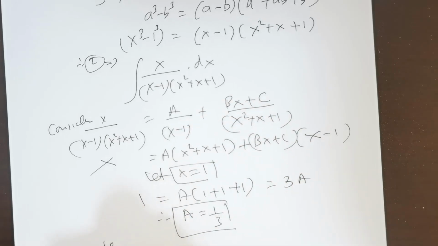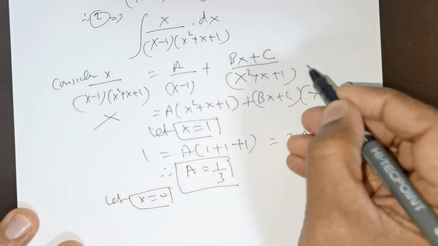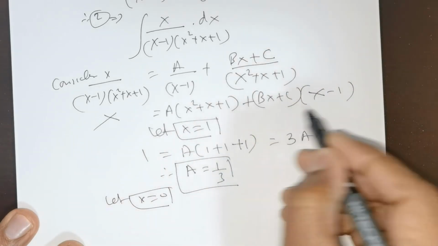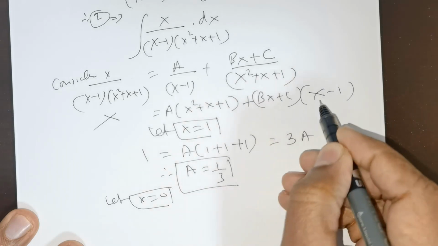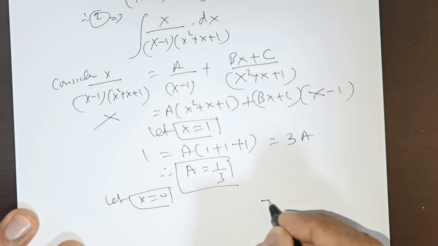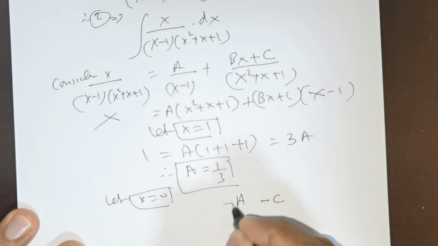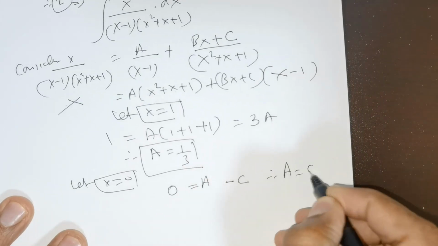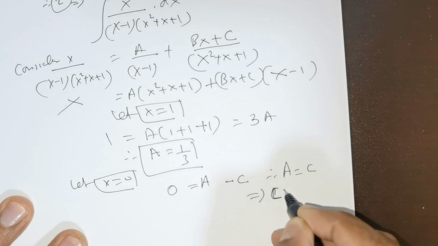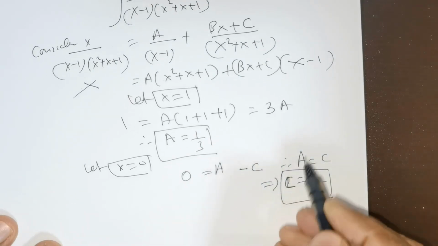Next, let me just take x to be equal to 0. If I substitute x equal to 0, this goes off, this goes off, so I get negative c. On the left, x is equal to 0, so this goes off. So therefore a is equal to c, which means the value of c is also equal to 1 over 3. So now I've got a, I've got c.